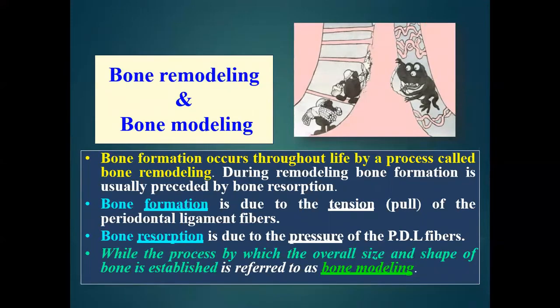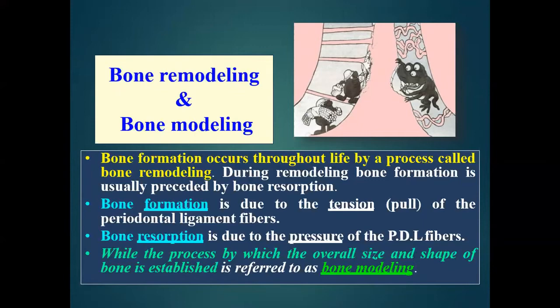So what is bone remodeling? Bone formation occurs throughout life by a process called bone remodeling. During bone remodeling, bone formation is usually preceded by bone resorption. The bone formation is due to the tension pull of the periodontal ligament, and the bone resorption is due to the pressure of the periodontal ligament.